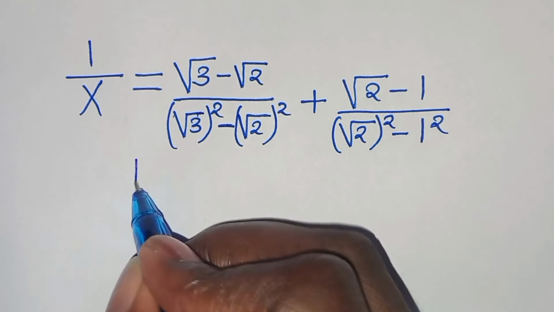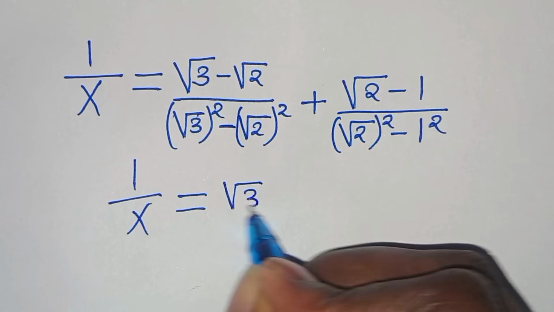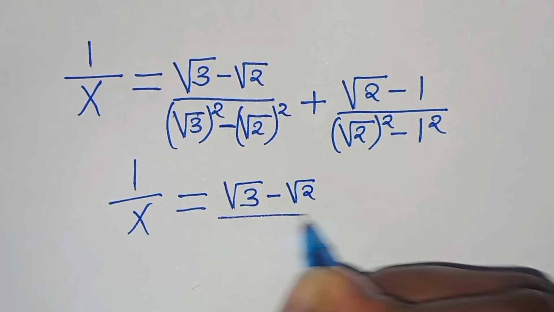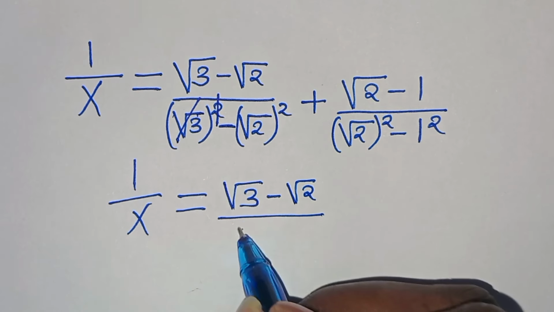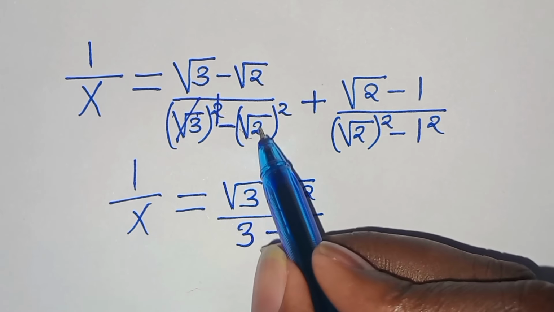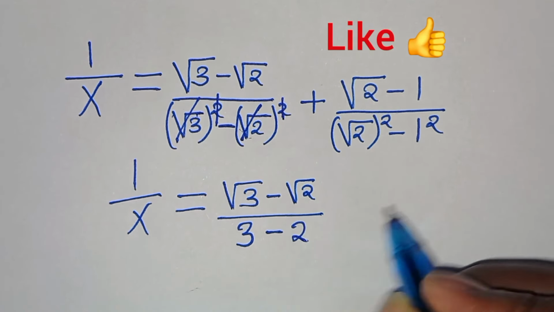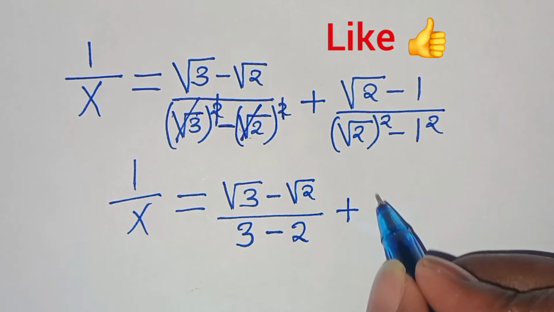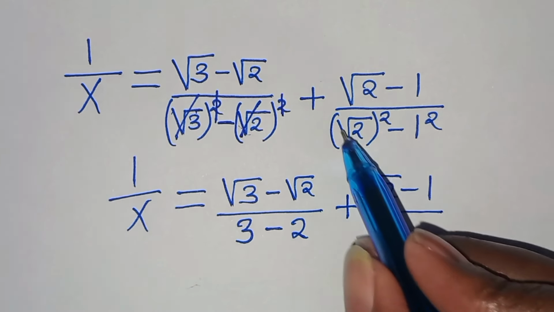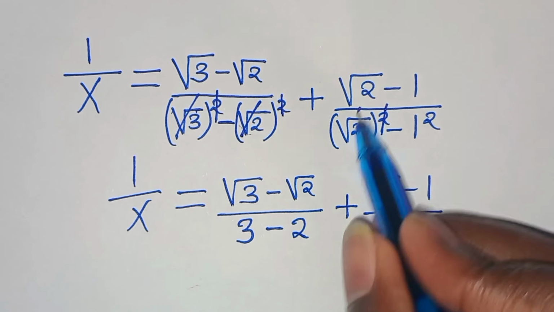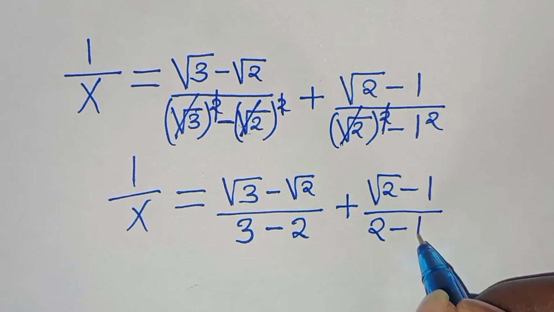So now we have 1 over x. This is equal to, in the numerator here we have square root of 3, subtract square root of 2, divided by, now square root of 3 raised to the power of 2, we can eliminate the square root sign here. So we have 3 minus square root of 2 to the power of 2. This means we can simplify here, so that this is minus 2, then plus, the next part here, in the numerator we have square root of 2 minus 1 divided by, we have square root of 2 to the power of 2 here. We simplify and eliminate the square root sign. So we have 2 subtract 1 squared, which is 1.